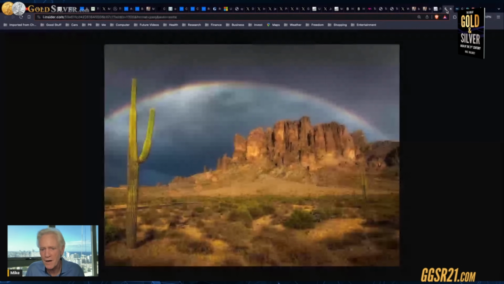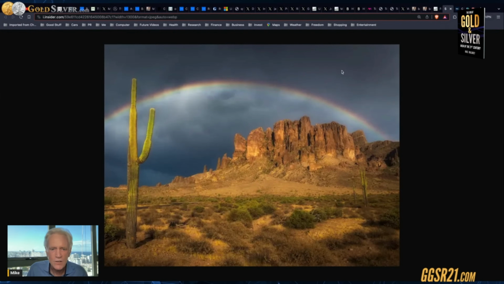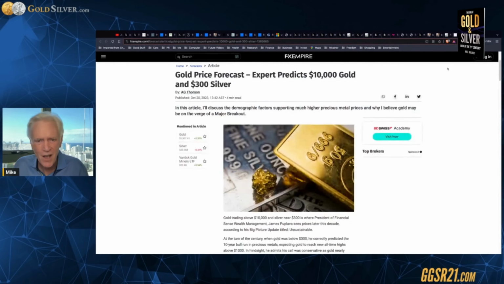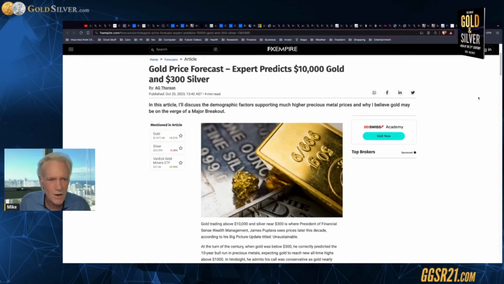Let's move on here. In every dark economic cloud, there is a silver and gold lining. Notice there's more silver here than there is gold. There's a lot of economic dark clouds, like I just showed you. So that ratio of silver to gold lining in that cloud, what is it? Let's take a look at FX Empire. This site has to do with trading currencies.